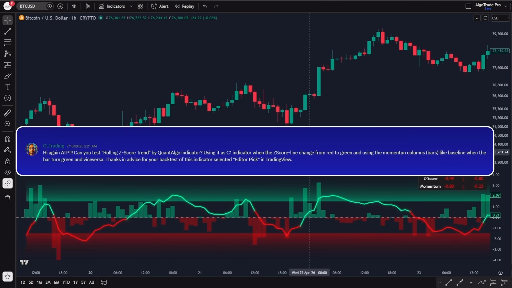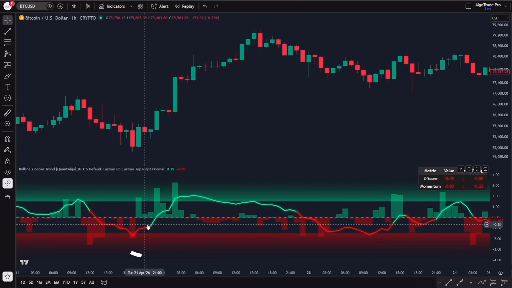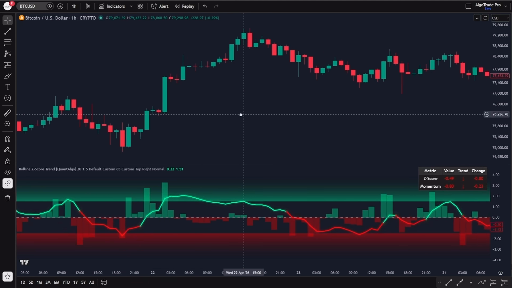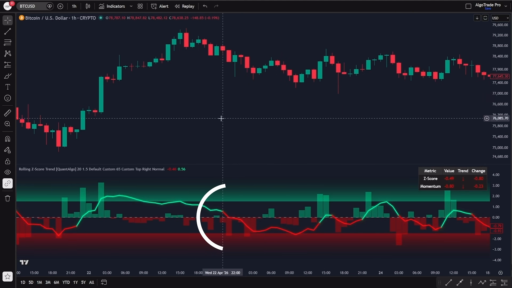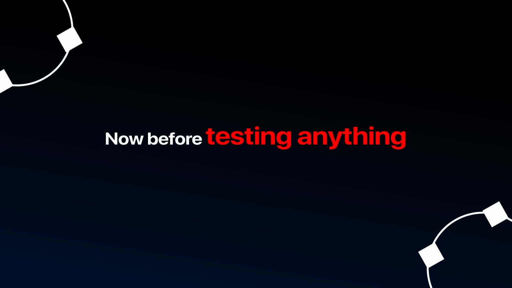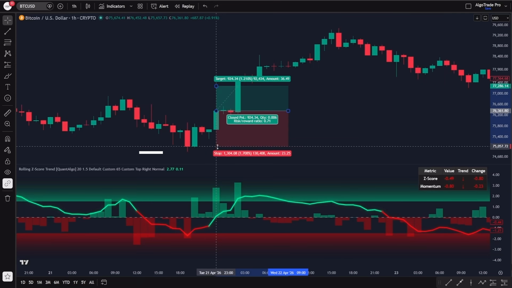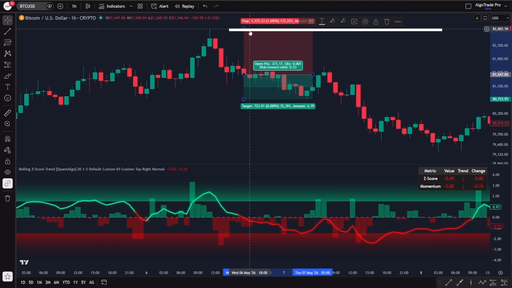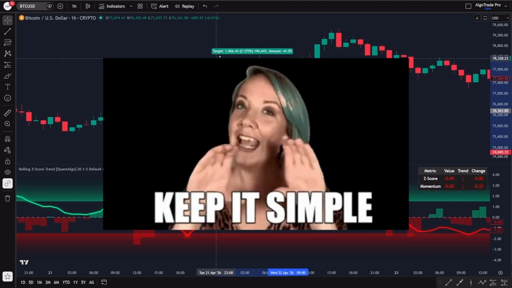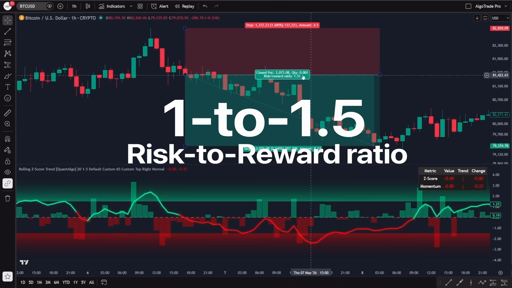And according to the subscriber who suggested this indicator, the idea is very straightforward. Whenever the Z-score changes from red to green, we look for a long opportunity. And whenever it changes from green to red, we look for a short trade. Simple. Now, before testing anything, we need to define the rest of the trading rules. For stop losses, we'll use the most recent swing low for long trades and the most recent swing high for shorts. And for take profits, we'll keep things simple as well, using a fixed 1 to 1.5 risk to reward ratio.